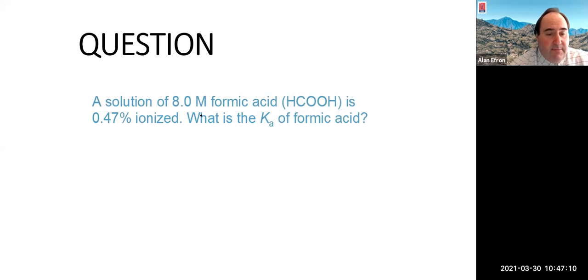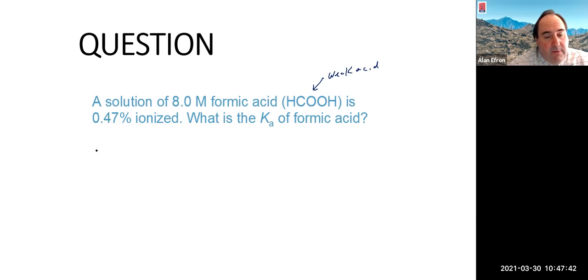So let's take a look at this problem together and see how we could use this type of information to help us calculate something like a Ka value. In this case, we have a solution that's 8 molar formic acid. It is 0.47% ionized. What is the Ka value for formic acid? We know formic acid is a weak acid because we're looking for a Ka value.